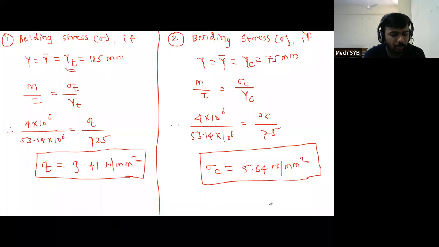Everyone has understood today's three problems for the I section and the T section. Again, one or two problems are there that we will take in the next lecture, but whatever we have covered in today's lecture, have you understood? Okay, so with this today we will stop here. Remaining problems we will take in the next lecture.